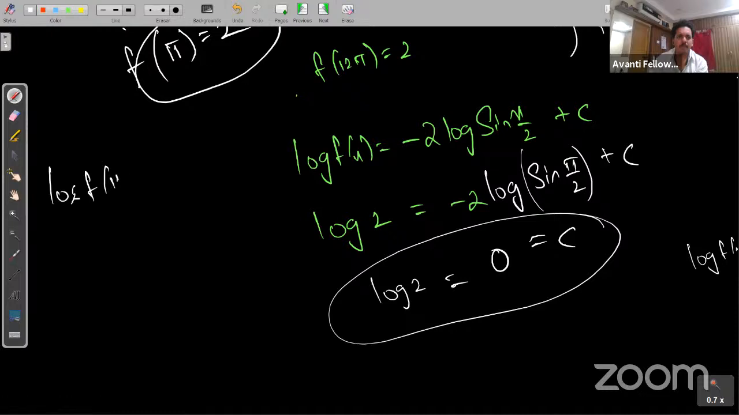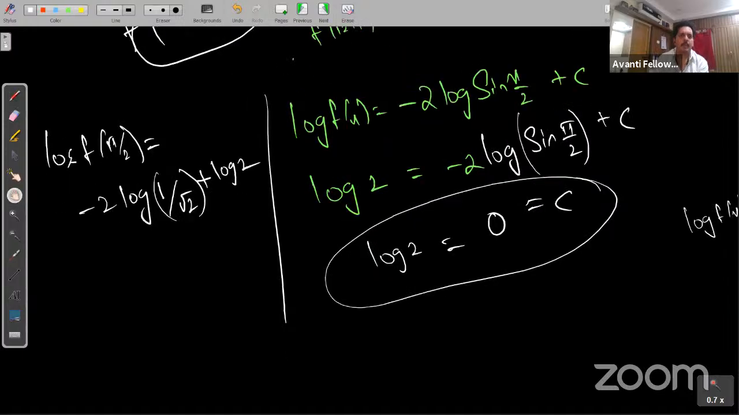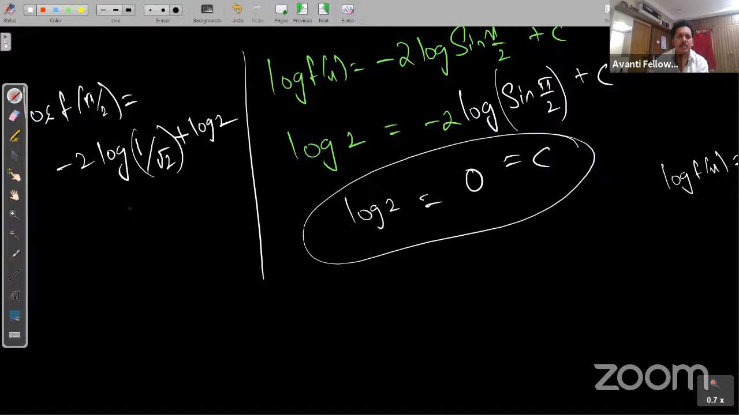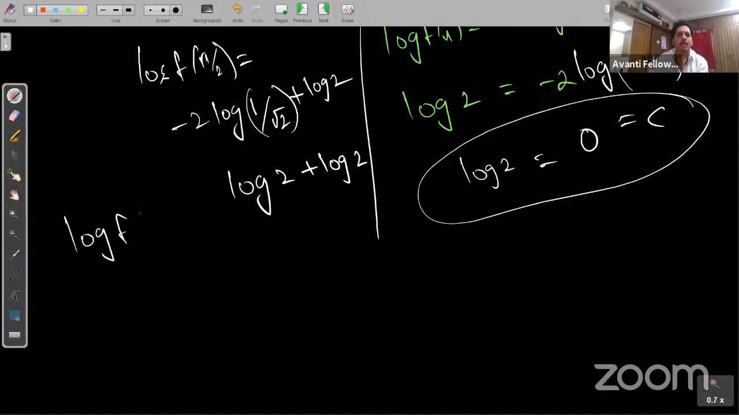So log f of pi by 2 is equal to minus 2 log sine pi by 4, which is 1 by root 2. Log 1 by root 2 plus log 2. Okay. So now what is happening here? If I take minus 2 inside, you will get log 2 power minus 1 by 2, which is 2. So log f of pi by 2 is equal to log 2 plus log 2.